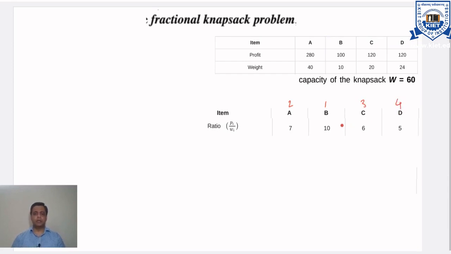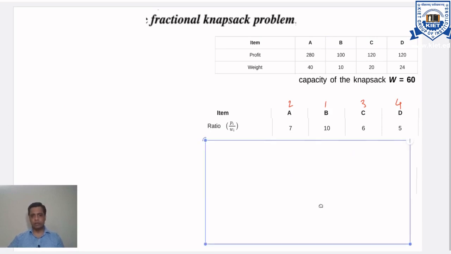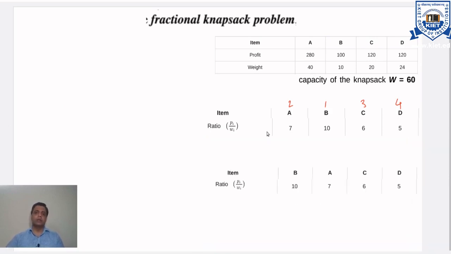So just simply sort them in order of their unit price, unit weight price. So this is the thing. Now this is the most costly item, second most costly item, third, and this is the cheapest item we have.